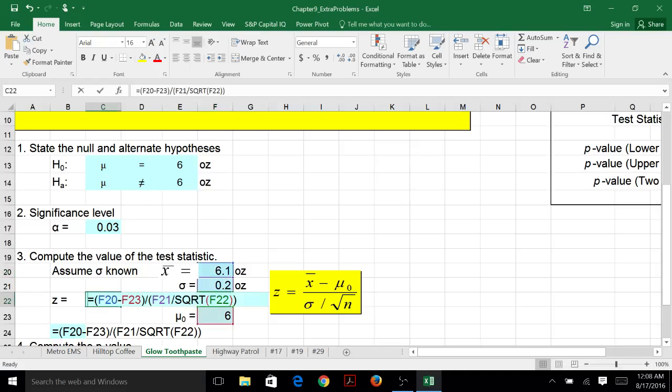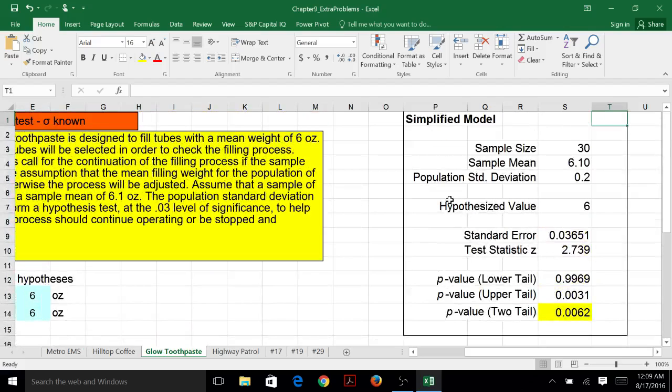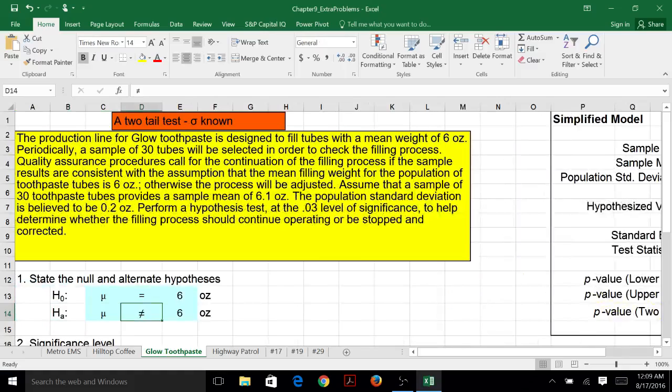Create a z statistic based on all this information: 2.739. Come over here to the slick little model and put all the information in: 6.1, 6, sample size of 30, and a standard deviation. The two-tailed test gives me a probability of 0.62%. That is 0.0062. That's less than 3%. Therefore, reject the null, and you find that it isn't filling at that rate of 6 ounces.